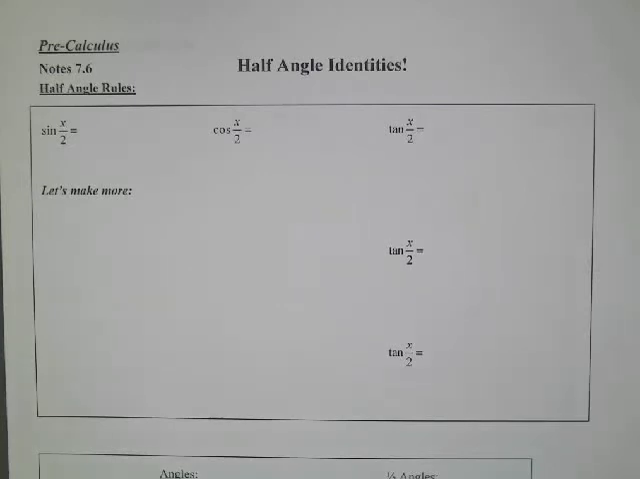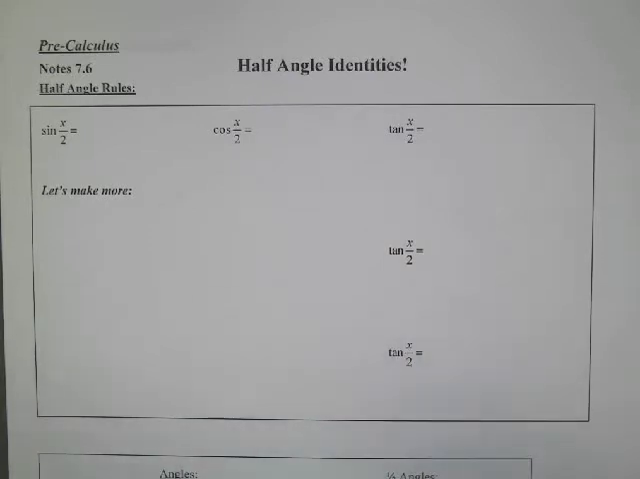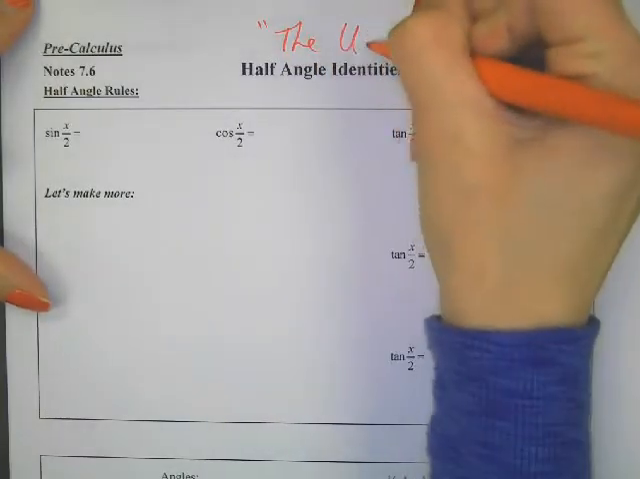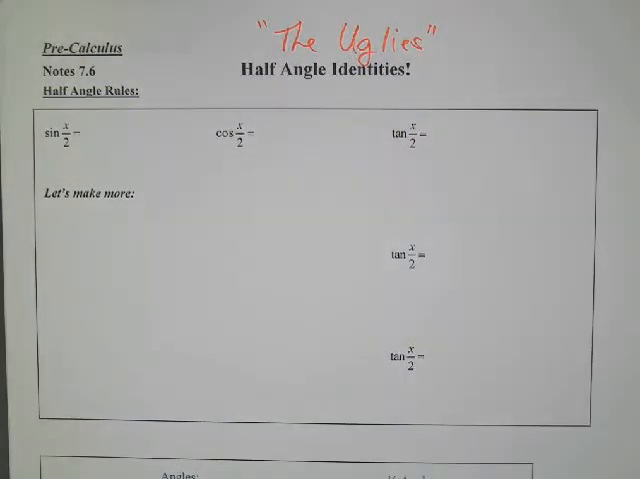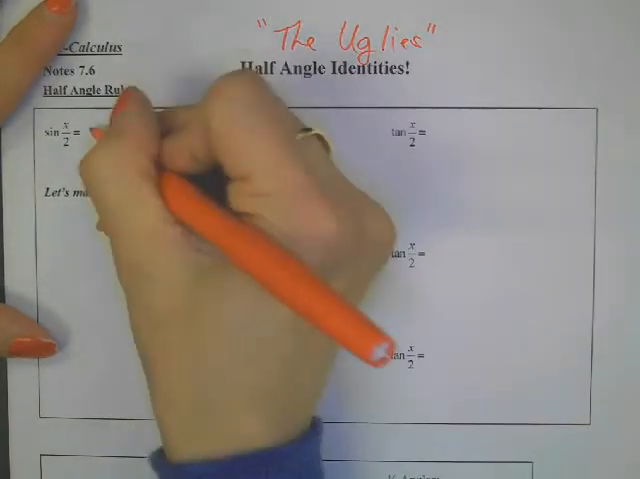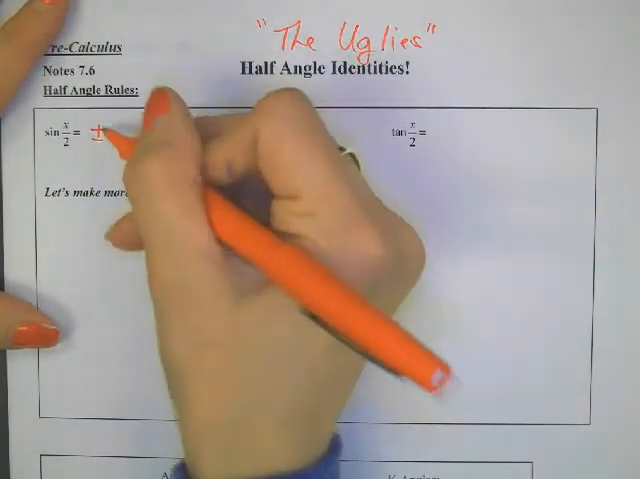So I've got some more identities here for you. The half-angle identities are pretty ugly, and sometimes that's exactly what I call these, the uglies. And that does help me remember what the formula looks like. So let me tell you, these formulas have a plus or a minus. It's not like the quadratic formula. You've got to figure out which one you're using.